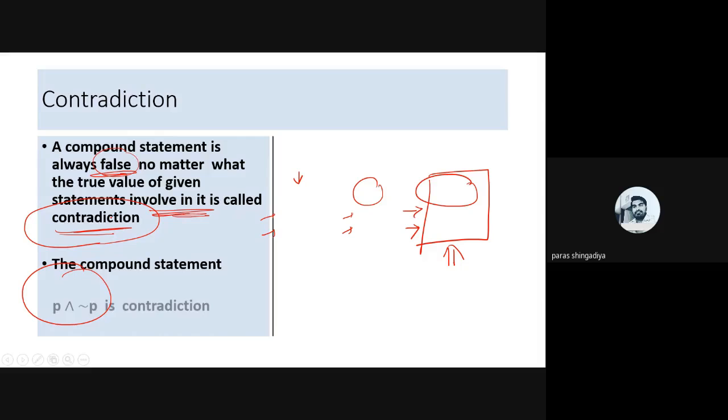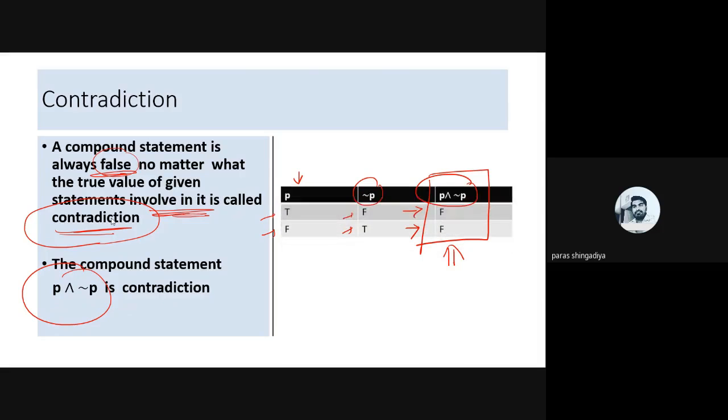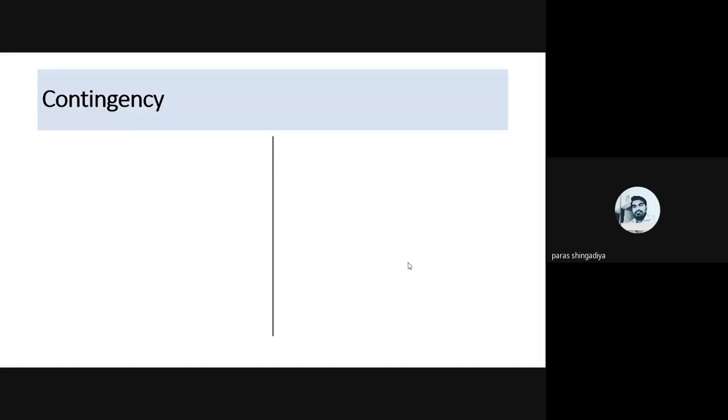And here one example is given: P and negation P. The output of P and negation P in this last column, check this output, is all false here. So this compound statement is known as a contradiction. And the third one is known as a contingency. So what is the meaning of that?